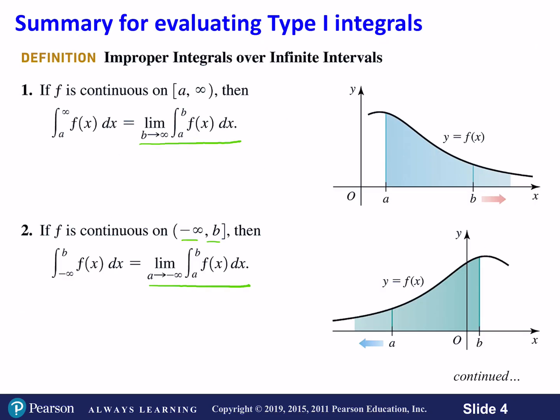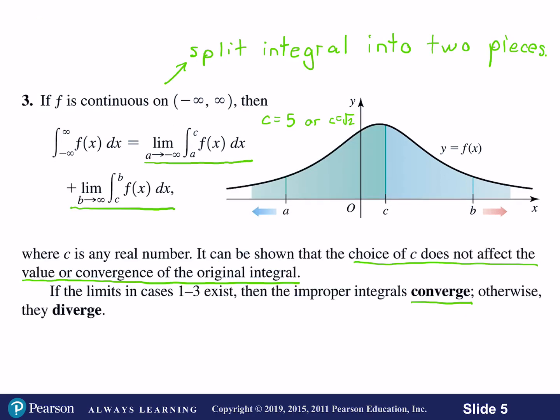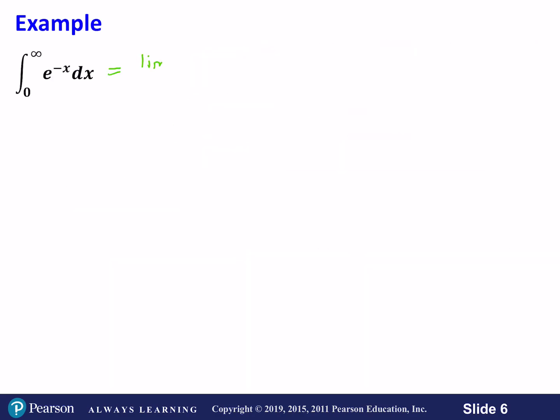Let's do an example. Suppose we have the integral from 0 to positive infinity of e to the negative x. All right, so we are just going to rewrite this as we did with part 1 of that definition, where we have a as a bottom bound and infinity as a top bound. We are going to write this as the limit as b approaches infinity of the integral from 0 to b of e to the negative x dx. And this is pretty easy to evaluate. This is just negative e to the negative x, evaluated from 0 to b.